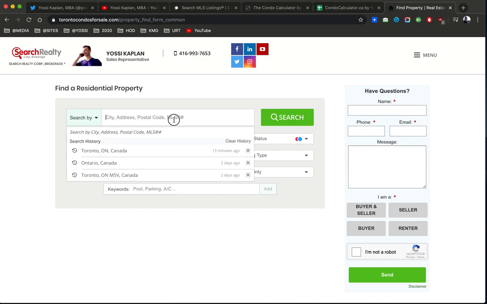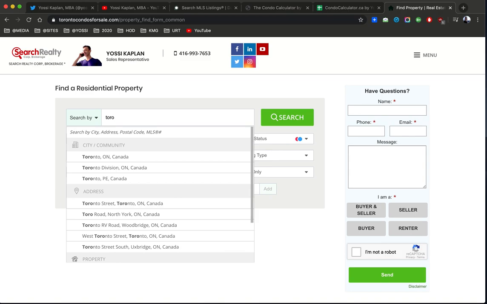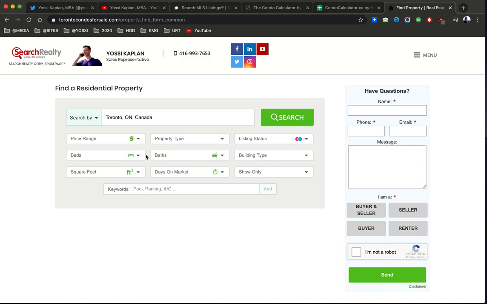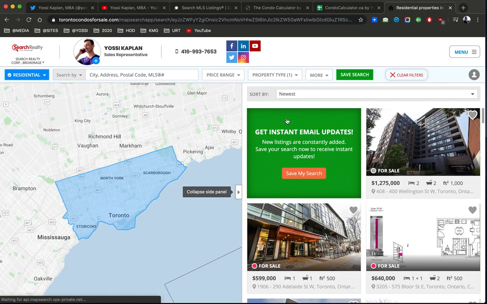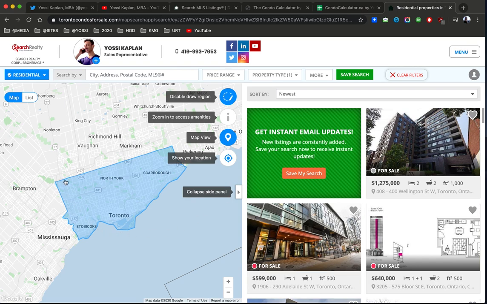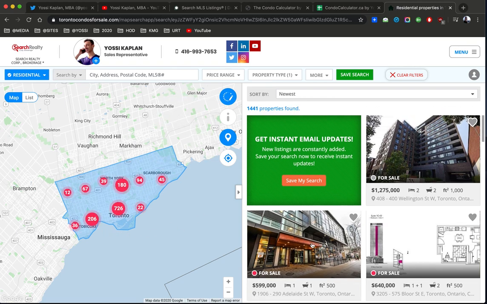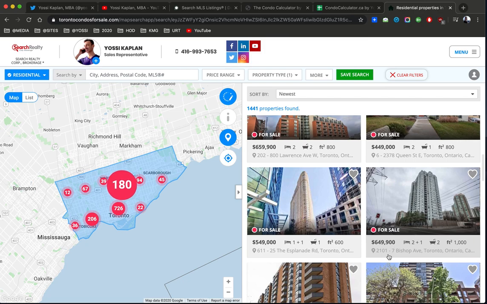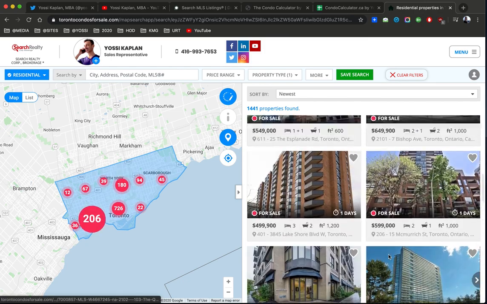I'm going to put Toronto. Autocomplete for me, great. For the property type, I'm just going to focus on condos. I'm going to check that. And the listing status, only for sale. I don't want to do for rent right now because I'm an investor. I want to own. I want to see how much it's going to cost per month, and do the search. So here are the results. I put Toronto, so it gives me this. And you can scroll here and see all the units available.